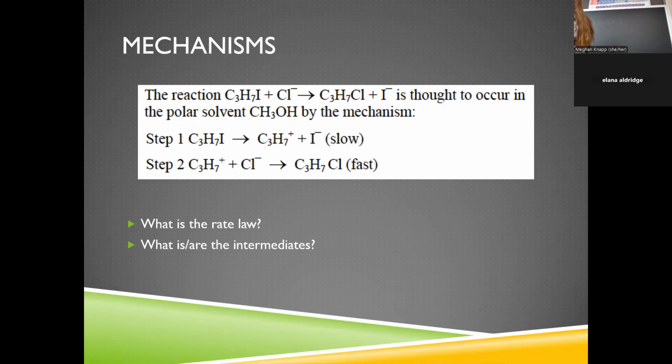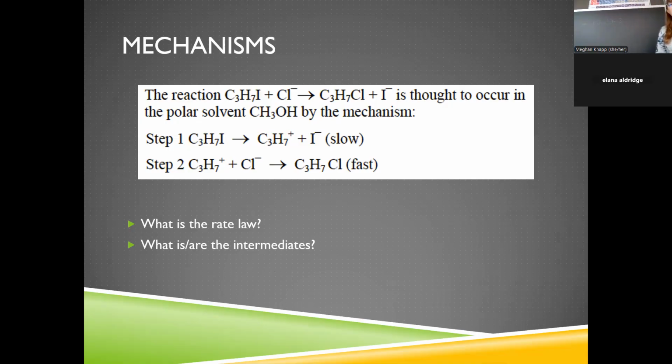So in order to answer the question, what is the rate law? What do we first have to figure out? Rate law comes from what step? Rate determining step, and the rate determining step is the slow one. Okay, so this is a two-part question. First, we find which is the rate determining step, which is step one, because it's slow. Then we come up with the rate law.